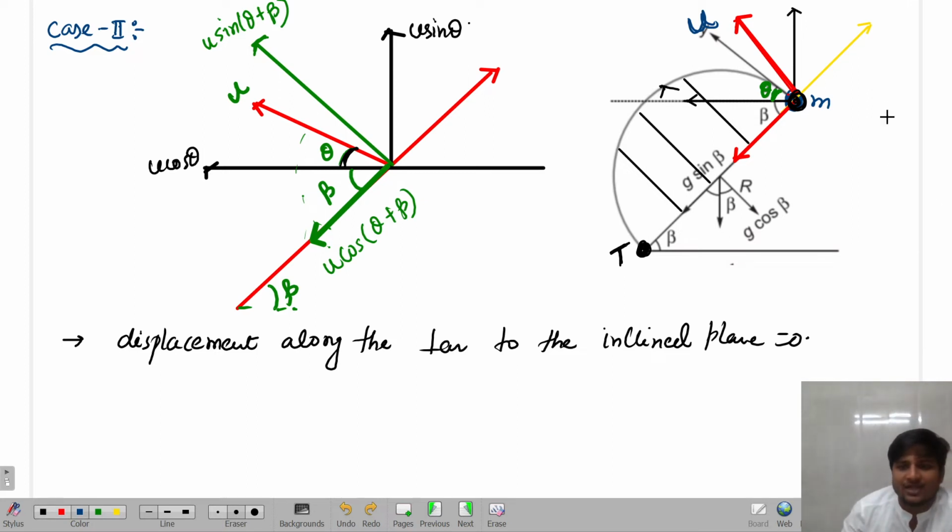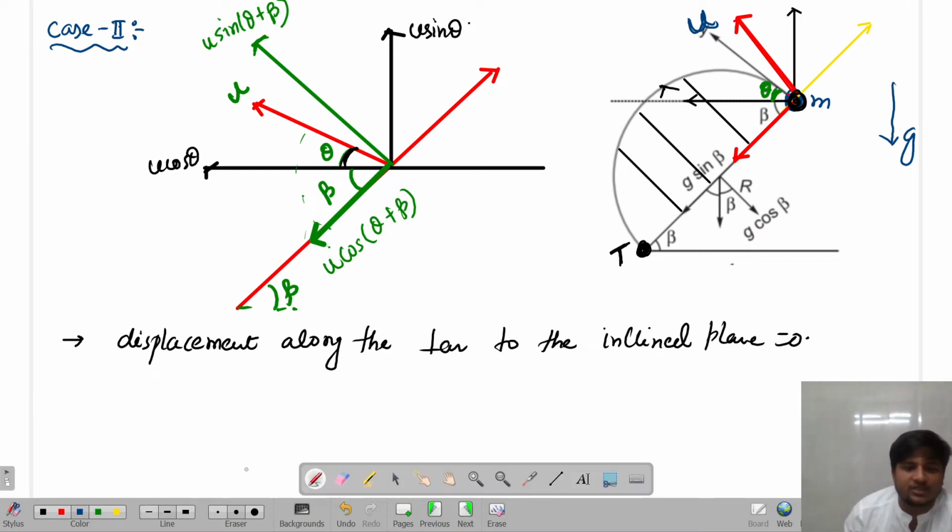As we know, gravity is always acting downward, so for gravity there will be two components. See, this is my original direction of gravity, right or not? If this angle is beta, I will have this angle also as beta. I have already shown this in one of the videos. So this line will be g cos beta, and along the inclined plane it will be g sin beta.